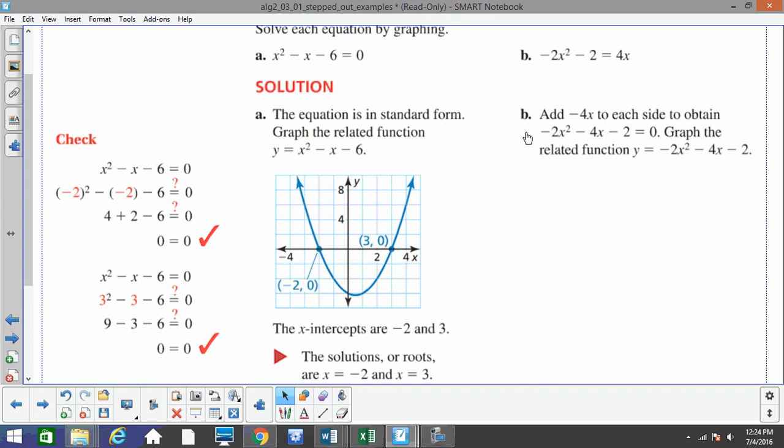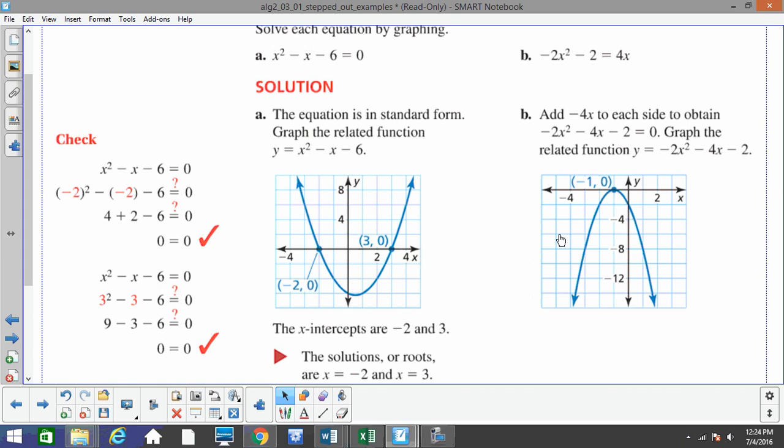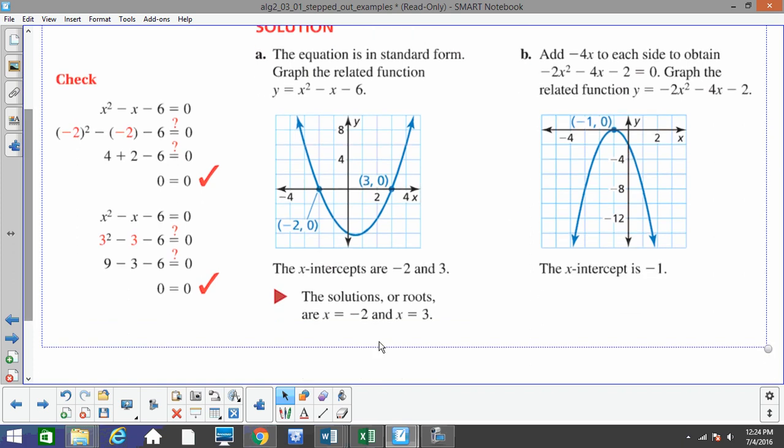So on B, you have to make sure that it's set equal to 0. You graph it. And here it's only touching one time. That's what we call a double root. The x-intercept is -1. And we're done.